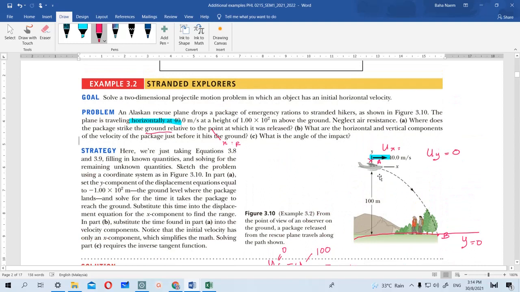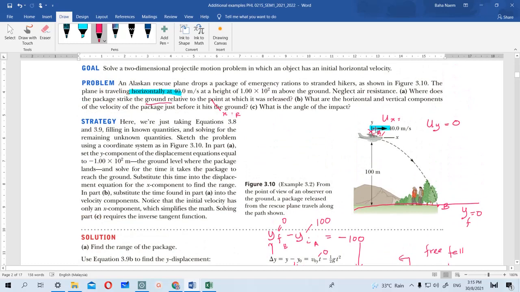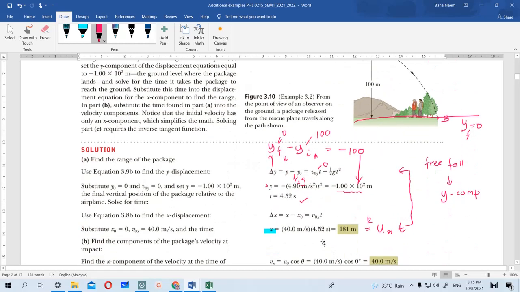Since u that you substitute is occurring at point A, and your y final is at B, therefore the time would be in between A and B. So what is the time required for the package to reach the ground? Yes, 4.52. Then substitute into the R, which this number will give you. So the distance 1 meter is here, from here to here.